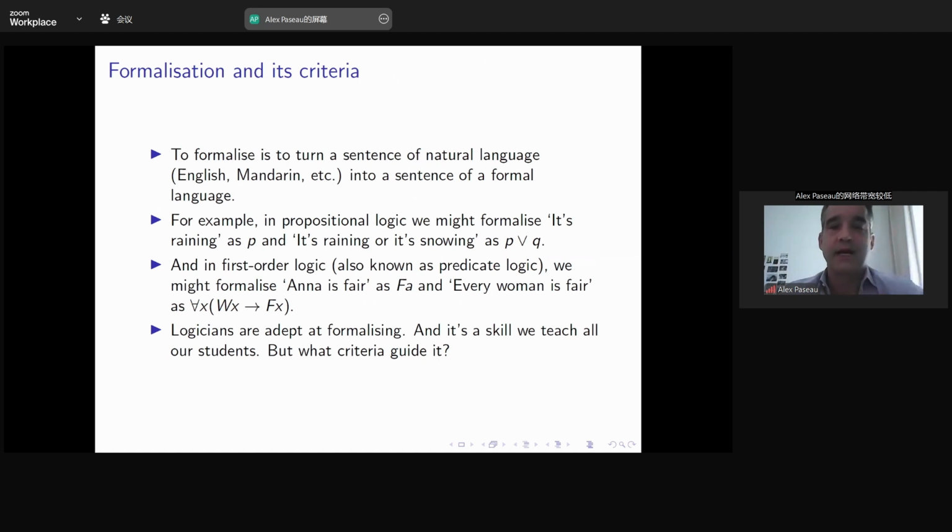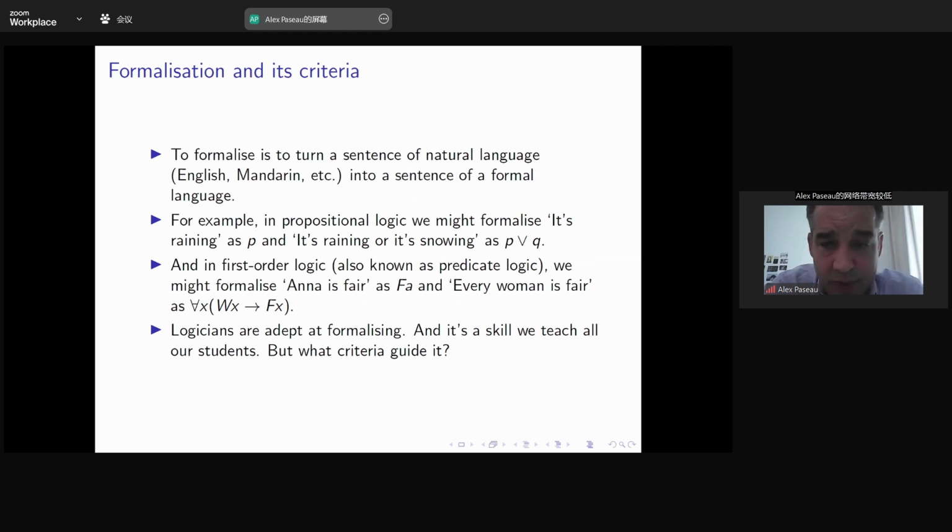Okay. So to formalize is to turn a sentence of natural language, English, Mandarin, and so on, into a sentence of a formal language. For example, in propositional logic, we might formalize "it's raining" as P, and "it's raining or it's snowing" as P ∨ Q, or P or Q, sometimes pronounced. In first order logic, also known as predicate logic, we might formalize "Anna is fair" as F(a), and "every woman is fair" as for all x, W(x) arrow F(x).